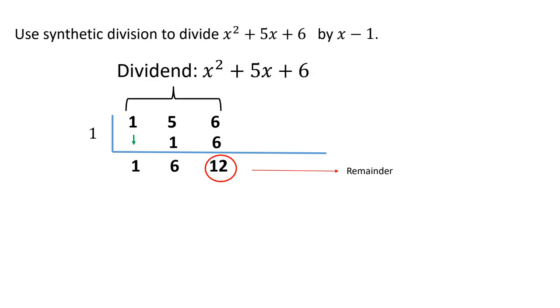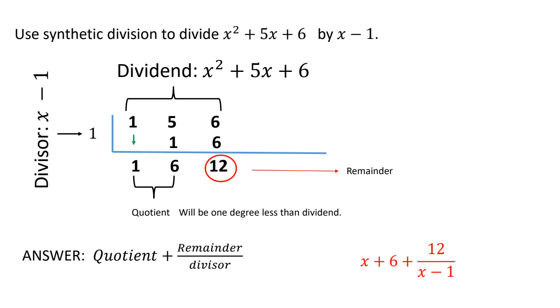Now I'm going to write my quotient. This was my divisor, these were the coefficients of my dividend, and this is my remainder. If I write the quotient in the format quotient plus remainder over divisor, I had a 1 and a 6, but I started with the square, so I reduced this to just a linear x. The 6 becomes a constant, and the 12 is the remainder, so that goes plus 12 over my divisor, which is x minus 1.